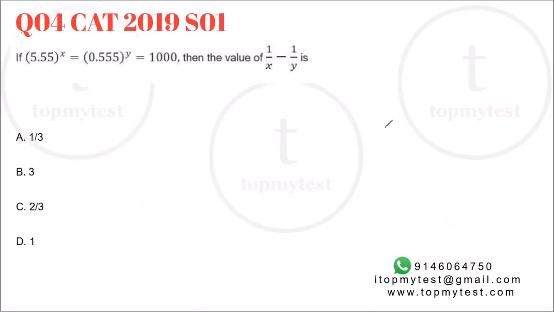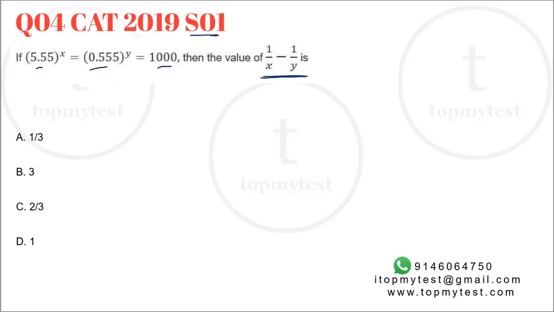Okay, let's go to the next one. This one came in CAT 2019 slot 1. This is a slightly trickier question, not very difficult, but will take a little bit of work. If 5.55 to the power x is equal to 0.555 to the power y is equal to 1000, then what is the value of this? Now, this has something to do with 5.55 and 0.555.